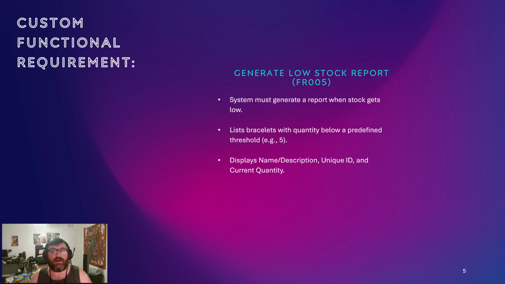As mentioned here, it will pull a quantity below a certain threshold. I said 5 here as an example. Maybe she wants it flagged down to 10 or something like that. Maybe it's a popular brand. Maybe she wants to get ahead of making more of them if it's super popular. So she wants to be able to track that kind of thing. Finally, we want it to display the full name, ID, description, unique ID, and the current quantity of any of those low bracelets so she can see the exact number that she has left.